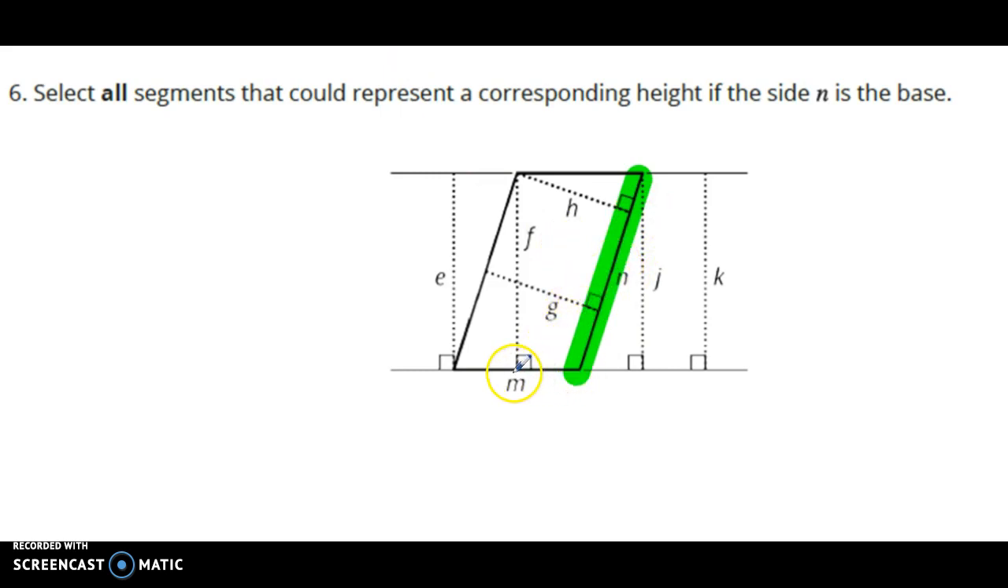So I see that M is not at a right angle because this angle right here where my cursor is is not a right angle. G is at a right angle. H is at a right angle. F is not. E is not. J is not. K is not. So if I'm going to use N as my base, the only options for my height that I have are G, circle, and H. So my answers are G and H. Okay, you're going to complete an exit ticket now.